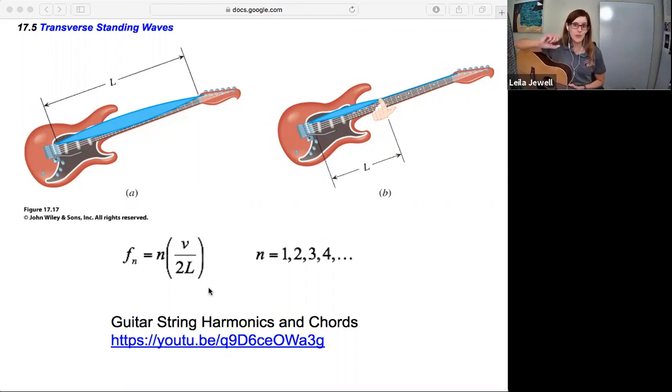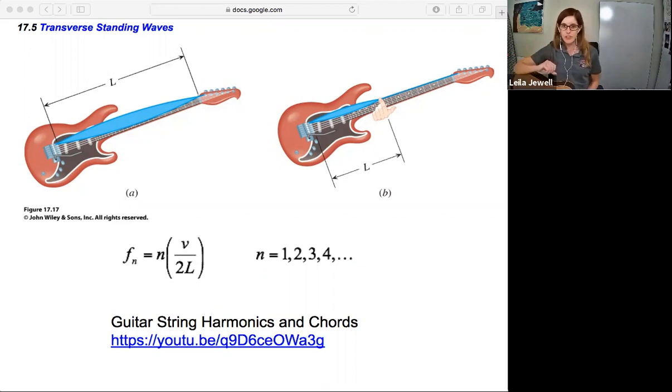There's a link here to someone who's better than I at doing this. It turns out when that happens, the entire string is vibrating, but you've created the node right here so that it's the second harmonic, which is pretty nifty. So this is how transverse standing waves connect to things like guitars, which is a very good application. I'm thankful for it because I like my guitar.